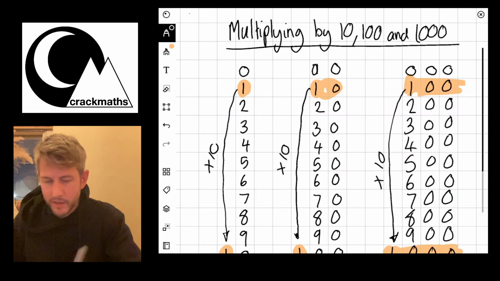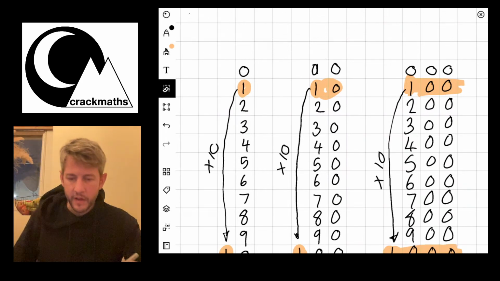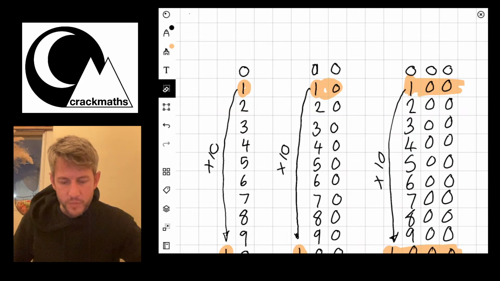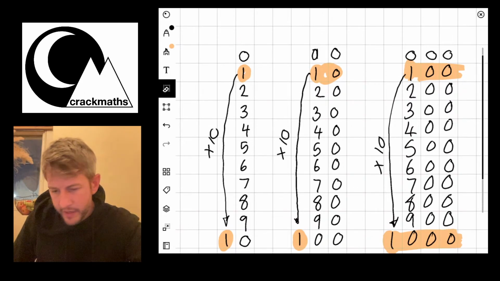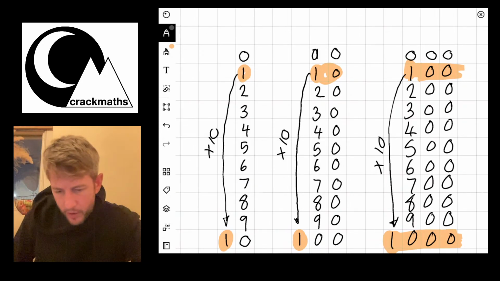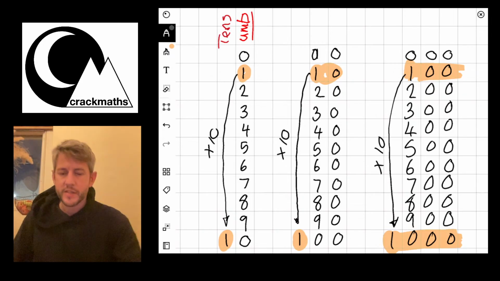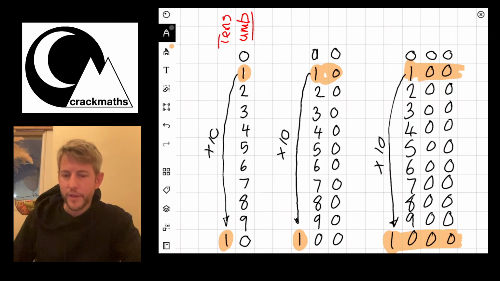So what I want to do is go back up here and add the names to these columns, okay? So here, we might know that these ones are units. In fact, let me just change my colour of pen. These ones are units, okay? And these are tens, okay? So what that means is that these tens are 10 lots of that unit.